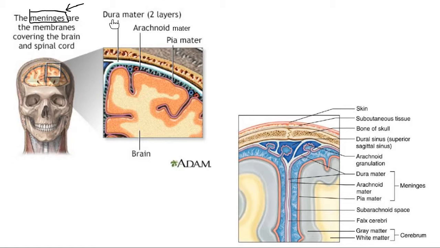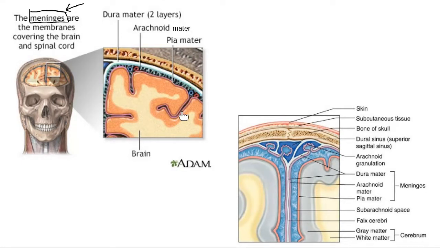Dura technically means tough. So this is the toughest and the thickest connective tissue layer. It's found actually touching the bones. So we've got the dura mater, that's superficial, the arachnoid mater with those spider webs, that's intermediate, and then the pia mater, which is actually touching the brain, or right there with the brain.